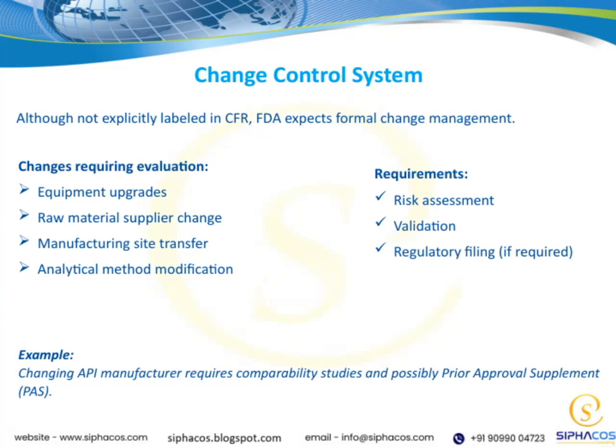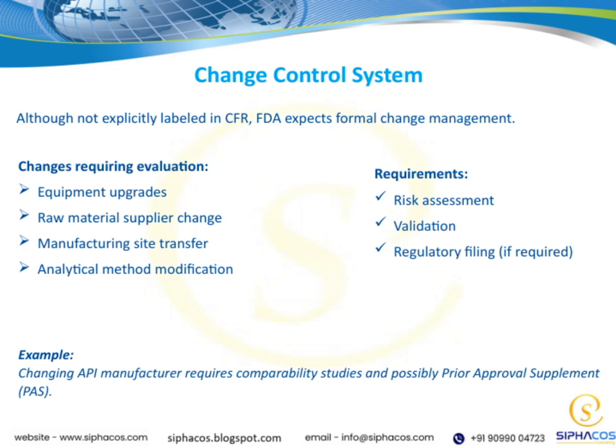Let's talk about the change control system. Although the CFR doesn't explicitly label it as such, the FDA clearly expects a formal process for managing changes. For example, if you need to change your API manufacturer, you'll usually need to conduct comparability studies to ensure the new supplier meets quality standards, and in some cases, you might even need a prior approval supplement, or PA, to get approval before making the change.